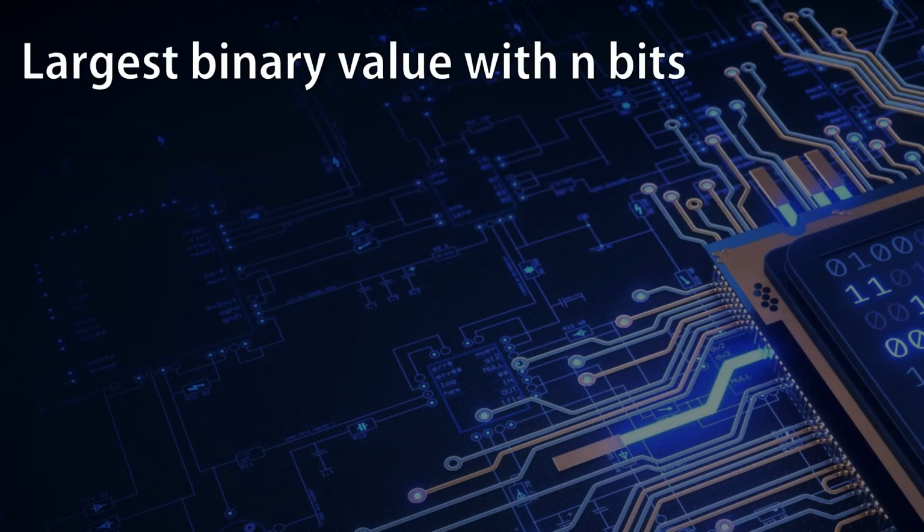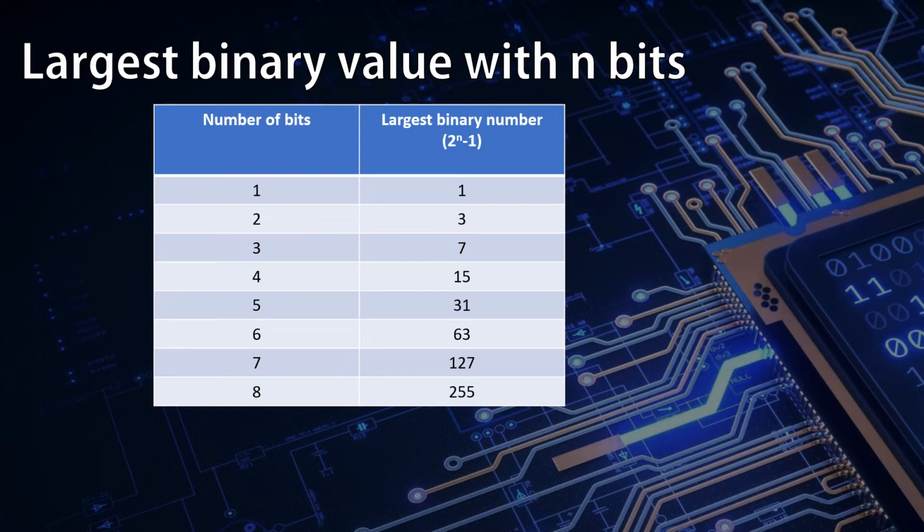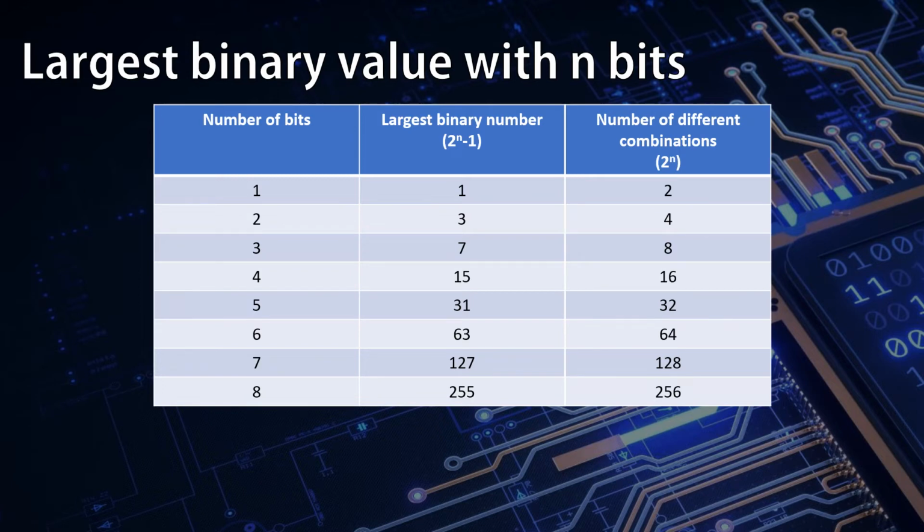There is a formula you can use to calculate the largest binary number you can make with any given number of bits. That formula is 2 to the power of n minus 1, where n is the number of bits used to make the number. This is not to be confused with the number of different combinations you can make with n bits, which is always one larger because one of the combinations represents the value 0.